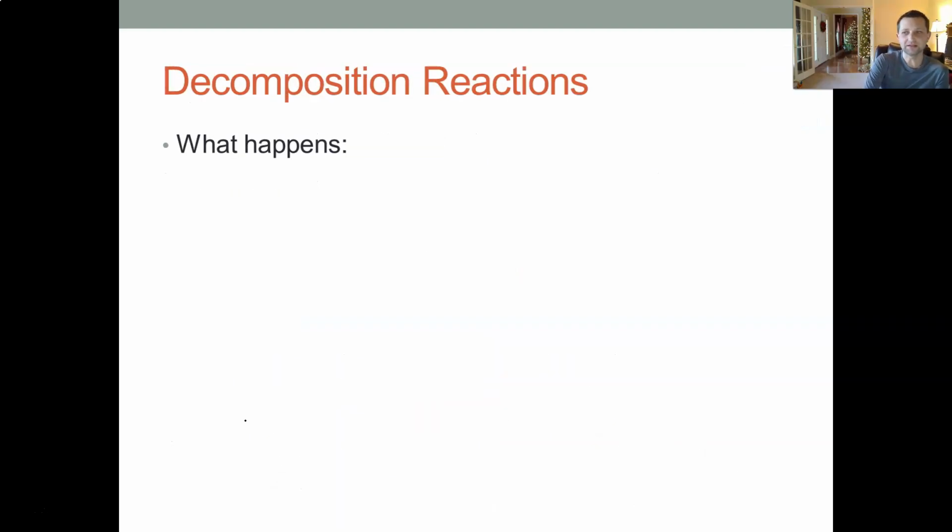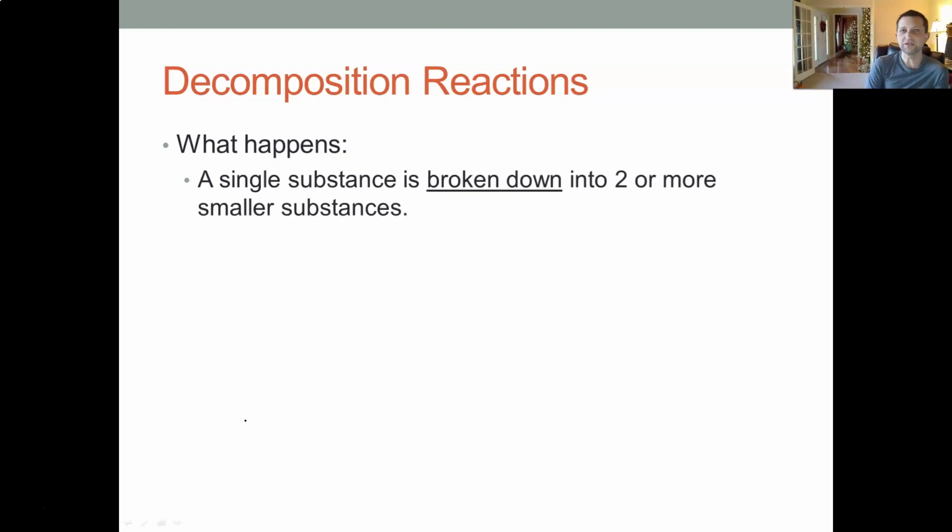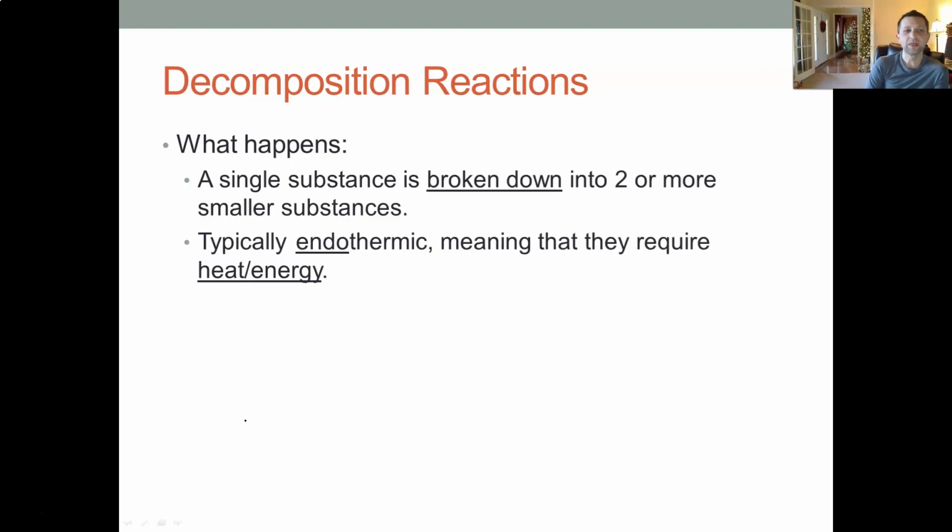Decomposition reactions are basically the opposite of what we just did. A synthesis reaction, or a composition, is putting 2 things together to create one. A decomposition reaction is when you take one thing and break it down into 2 or more things. So a single substance is broken down into 2 or more smaller substances. This is important, so make sure you take a note of this. This is typically an endothermic process, meaning that they require heat or energy.